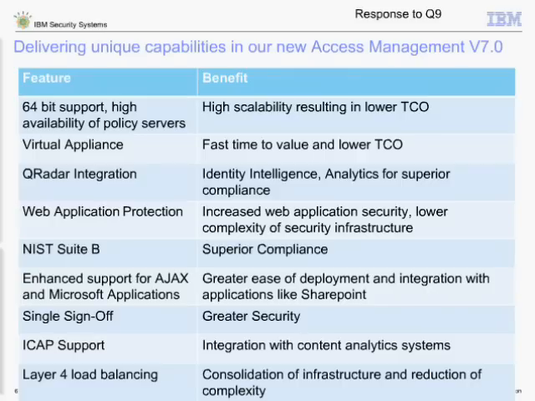It also contains enhanced support for AJAX and Microsoft applications, which lets you integrate and deploy with applications like SharePoint very easily. Besides having single sign-off capabilities, we have also added support for the Internet Content Adaptation Protocol, or ICAP, in this release. What it does is give you the ability to integrate with third-party content analytics systems like virus scanning tools, DLP, etc. This new release also contains Layer 4 load balancing, which lets you consolidate and reduce the complexity of your access management infrastructure within your organization.